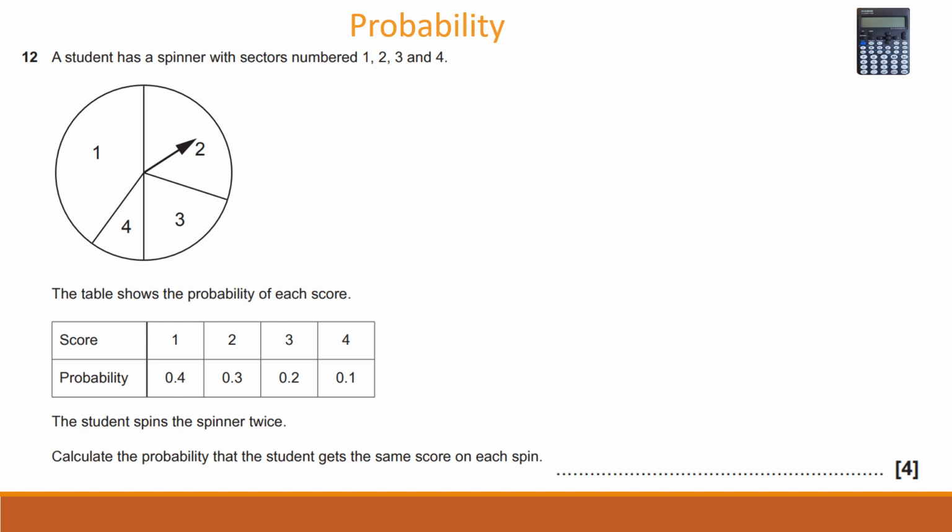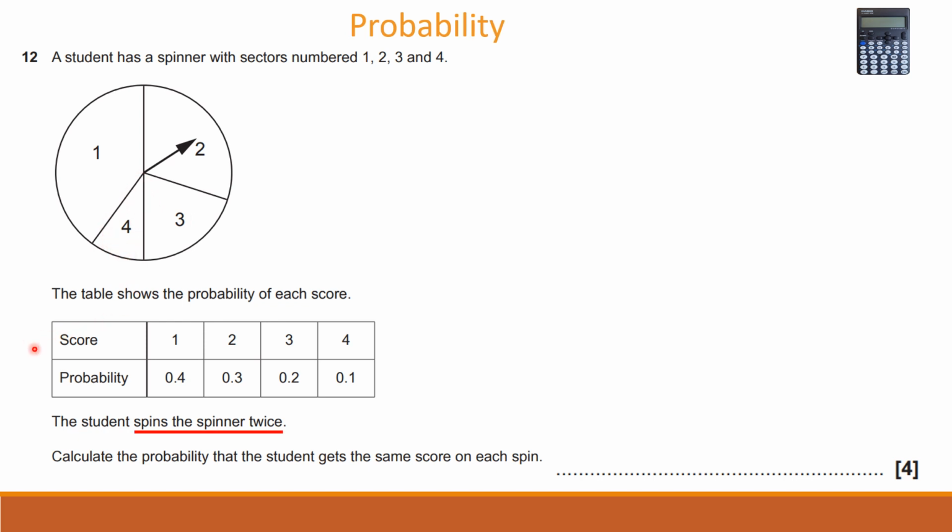This is a question on probability. The keywords in the question are linked to this table. So we have got the score and probability given in the table. So if you score a 1 on this spinner, the probability is 0.4. You can see that this is the largest section on the spinner, so you get the largest probability. The probability of getting a 2 is 0.3. You can see the section for the 2 is slightly smaller than the section for the 1, so the probability is less. The probability of getting a score of a 3 is 0.2 because this is the next largest size. And then the probability of getting a 4 is 0.1 because this is the smallest size section.